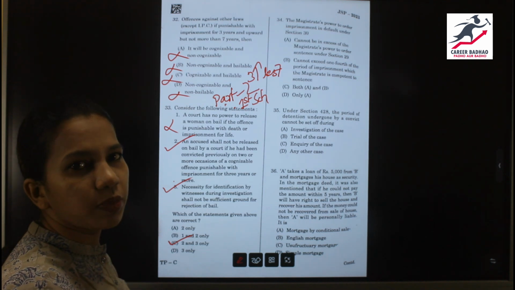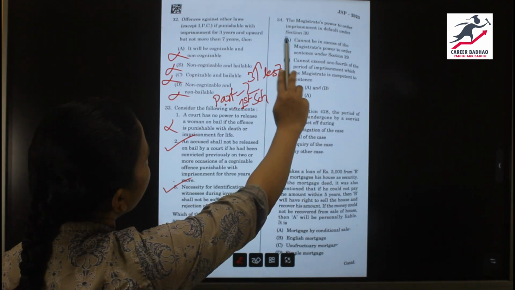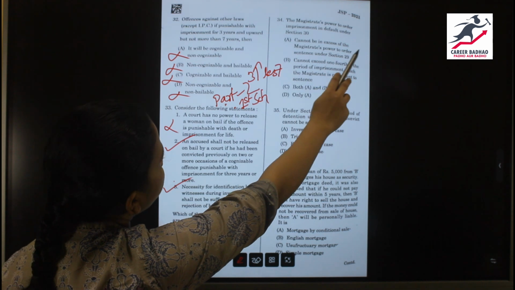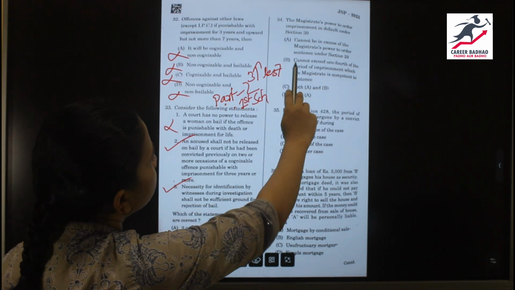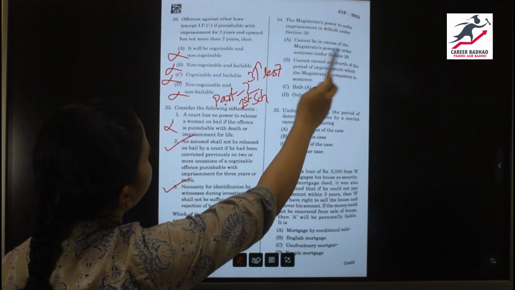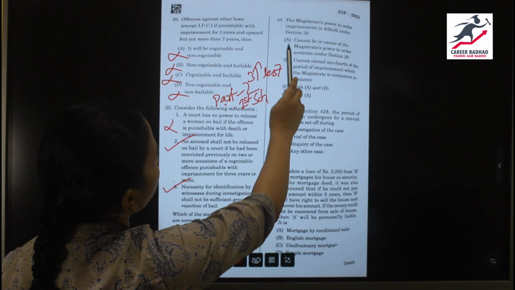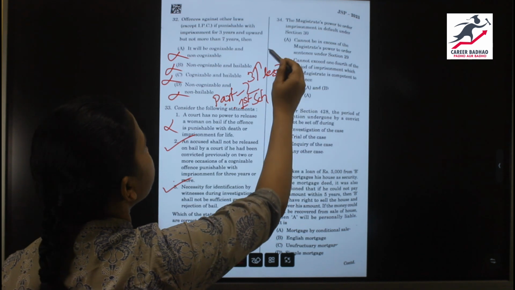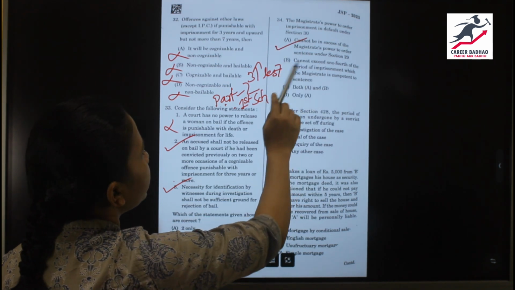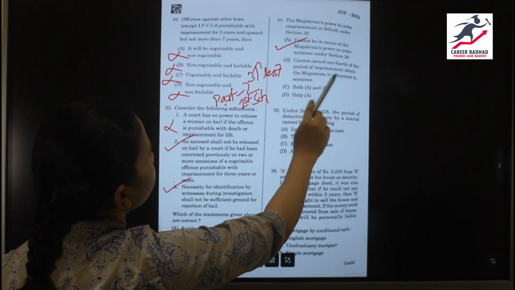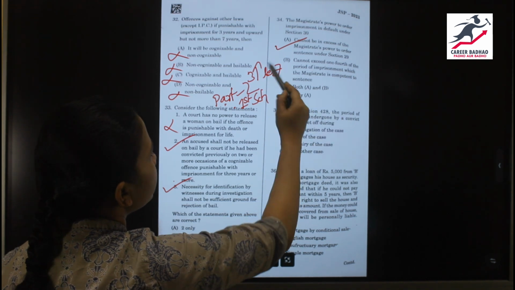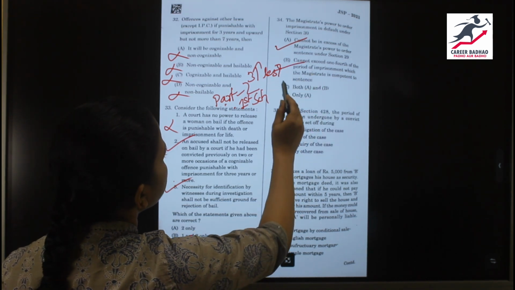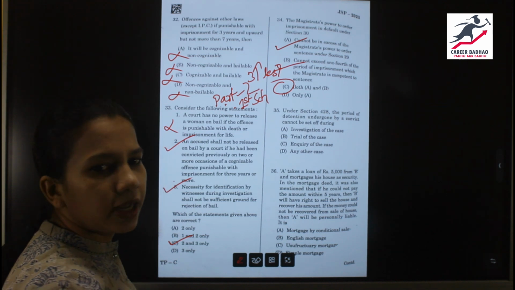Let's move to question number 34. The magistrate's power to order imprisonment in default under section 30 cannot be in excess of the magistrate's power to order sentence under section 29. Yes. And option number B, cannot exceed 1/4 of the period of imprisonment which the magistrate is competent to sentence. Yes. So the correct answer is option number C, both A and B.